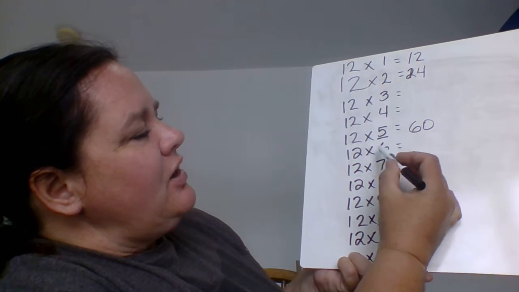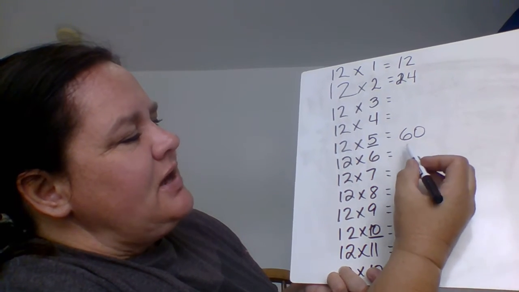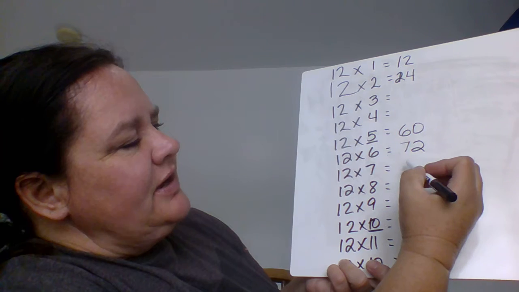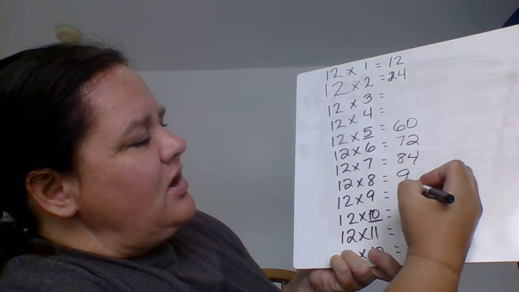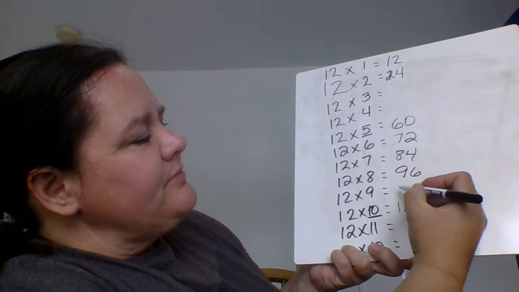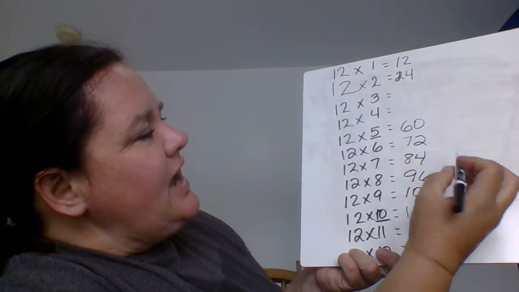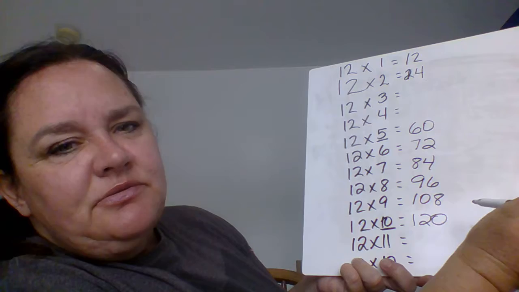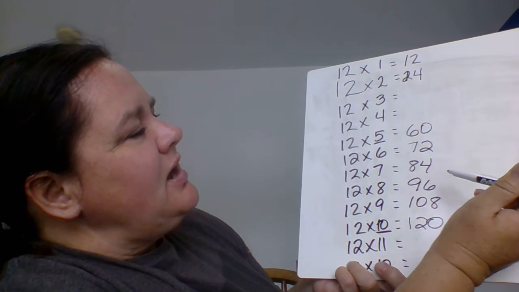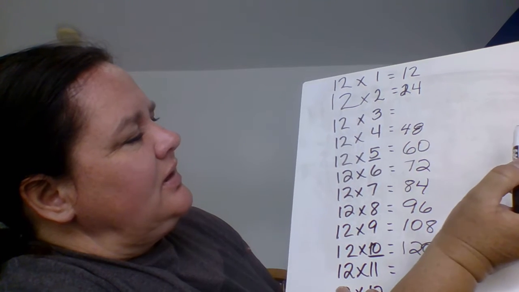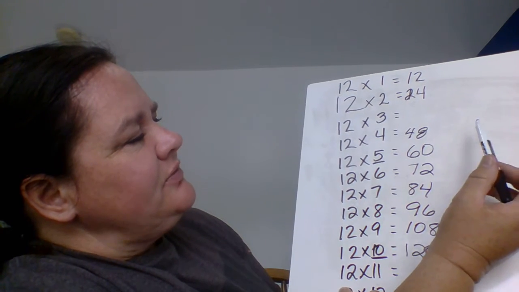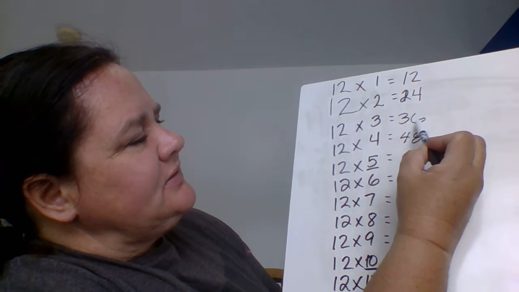If you're trying to figure out what 12 times 6 is, you're going to add 12 to there. And just keep adding 12. You're skip counting by 12s all the way when you're going up. And then when you're going down, you're subtracting by 12. So 60 subtract 12 would be 48. And then 48 subtract 12 would be 36.